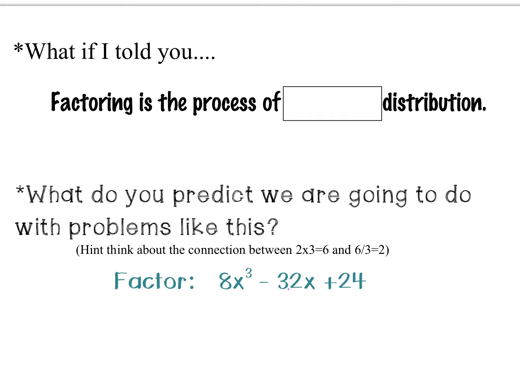All right, so factoring is going to be the process of undoing distribution. So just like multiplication undoes division, addition undoes subtraction, factoring is undoing distribution. So keeping in mind that distribution is taking a common factor and multiplying it by each term in the polynomial. Now we're going to kind of work backwards.